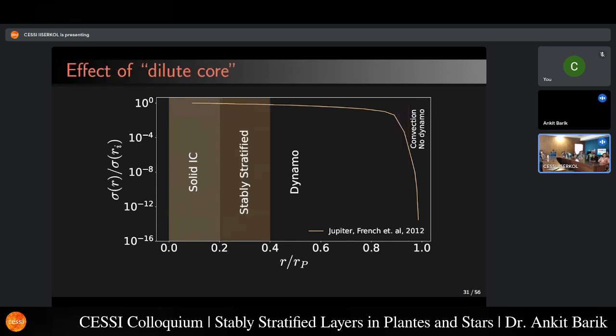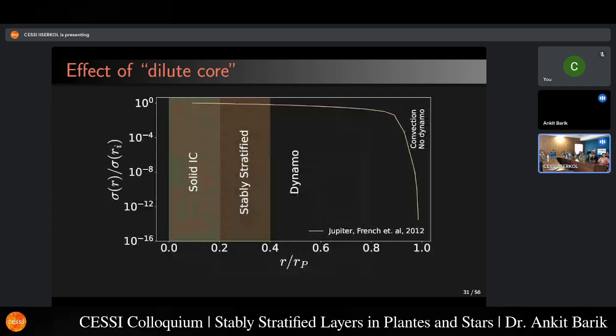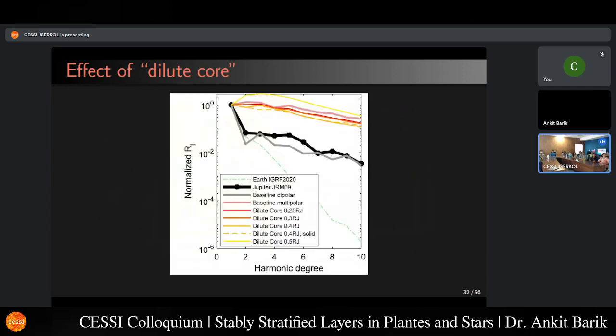So the first thing we looked at was the effect of what is known as a dilute core. People have been saying that giant planets probably don't have a fixed solid core, but have something of a more diffuse dilute core. So to do that, we had a bit of solid core, and then a more diffuse part, which we modeled as a stably stratified layer at the bottom. And we don't have a stable layer on the top. What ends up happening is summarized here. So the black is the observation, which we are trying to match, and no matter what radius we go to here, all these diamonds become extremely multipolar, so nothing matches the observations.